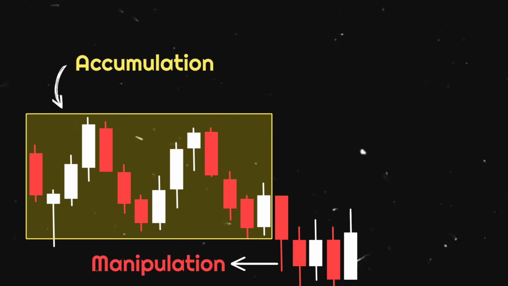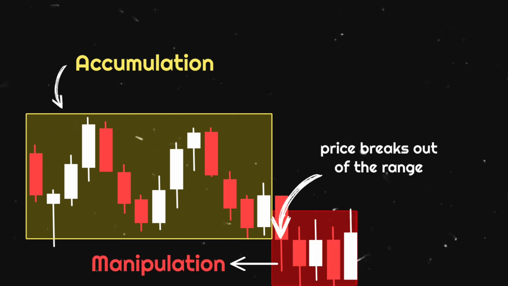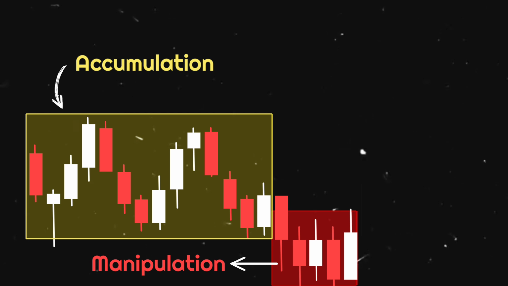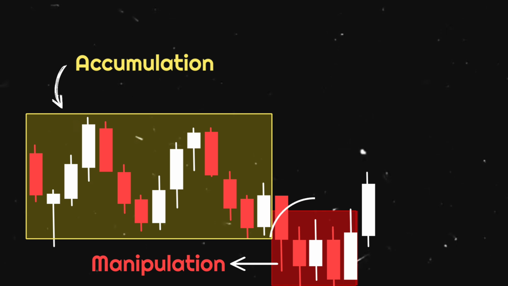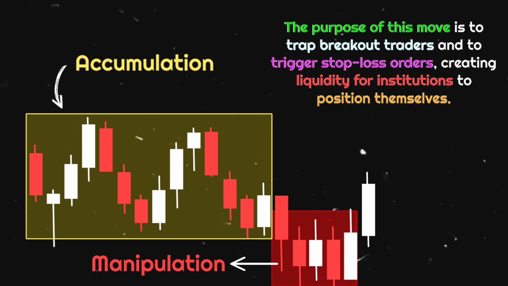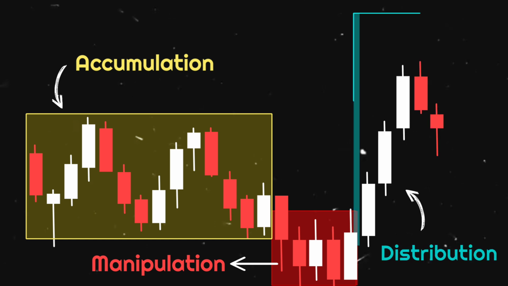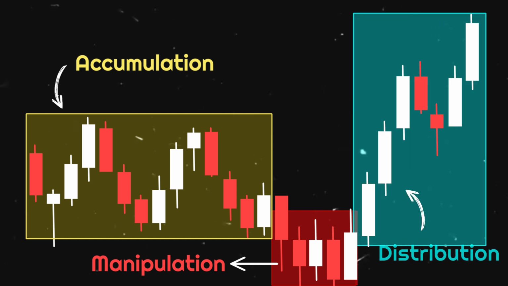Next comes manipulation. This is when price breaks out of the range, sweeps the liquidity, and quickly reverses back inside. Many traders call this a fake out. The purpose of this move is to trap breakout traders and to trigger stop-loss orders, creating liquidity for institutions to position themselves. Finally, distribution. This is where the actual move happens. After the liquidity sweep, price displaces strongly in the intended direction and begins trending. This is the phase we want to trade.